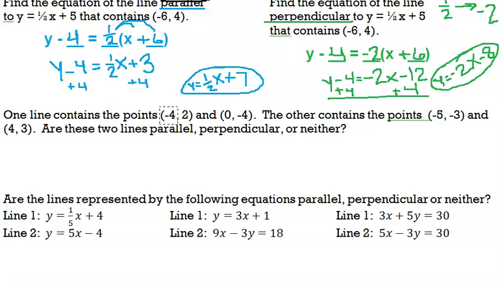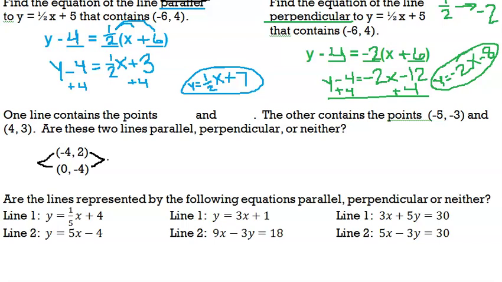All right. One line contains the points -4, 2, and 0, 4. The other line has these other 2 points. Are they parallel? Are they perpendicular? Or are they none of the above? This is where all we have to do is just check slope. Just make your decision based on slope.